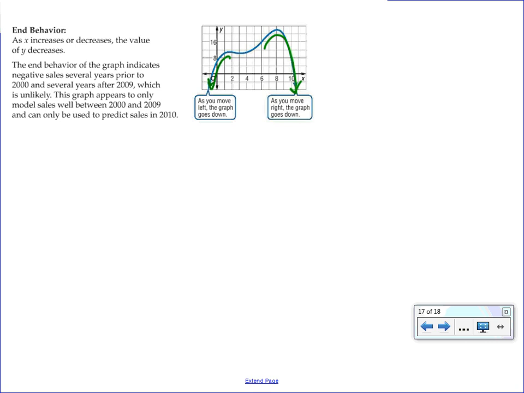What does that tell us? That tells us that they had negative sales several years prior to 2000 and several years after 2009. But that's probably unlikely. So then you have to think that, well, maybe what it says is that this was only data that was recorded from 2000 to 2009 and can only be used to predict sales to 2010.